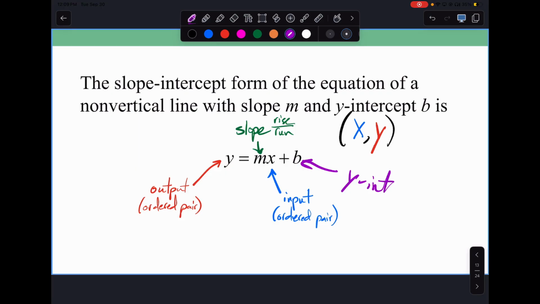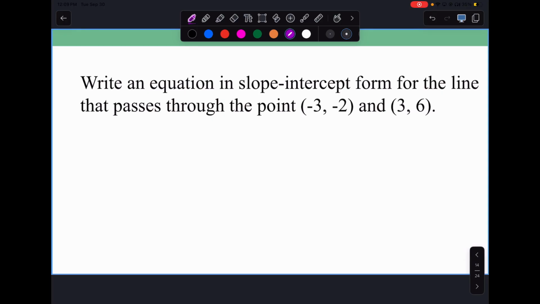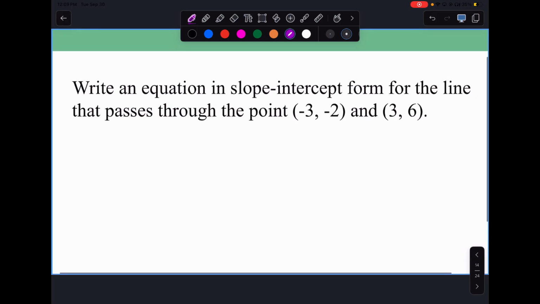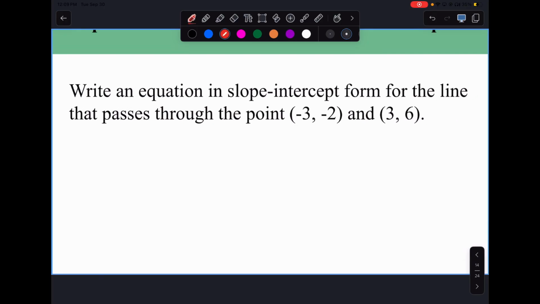So now we're going to use this and what we just learned with finding a slope to write something in slope-intercept form. Okay, so now I have 2 points again. So the first thing I'm going to do here, this is x1, y1, x2, y2. So what's the first thing I need to do here to be able to write this in slope-intercept form? I have to find my what?